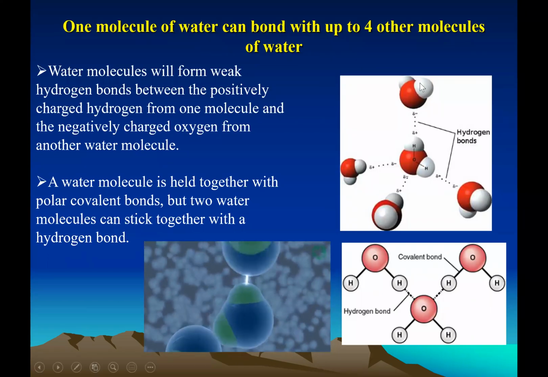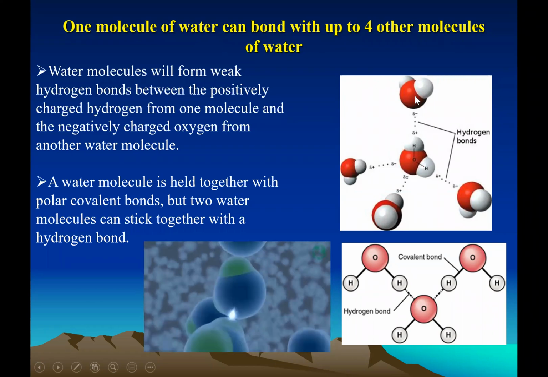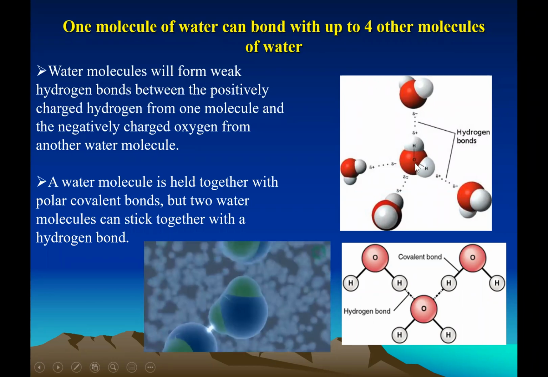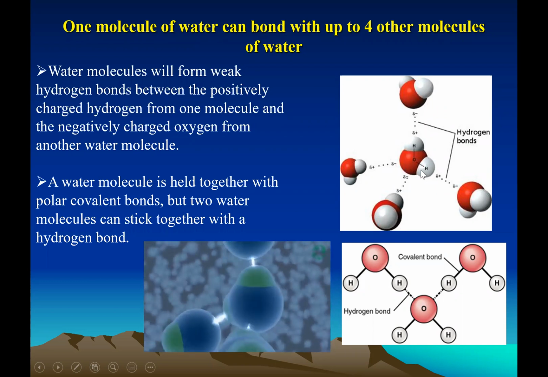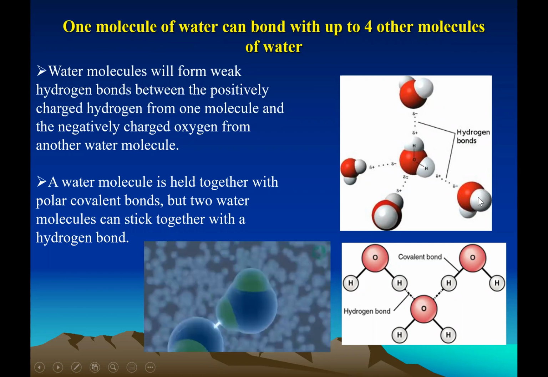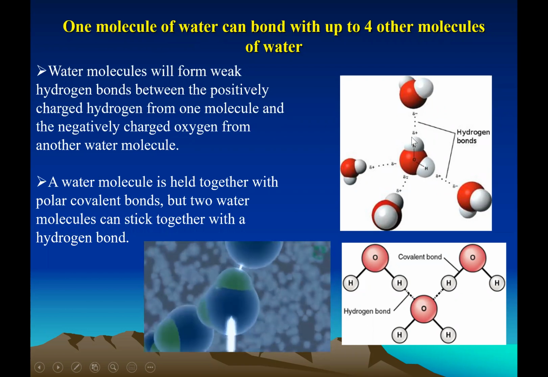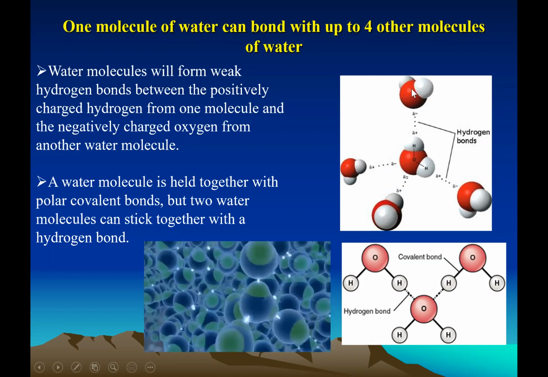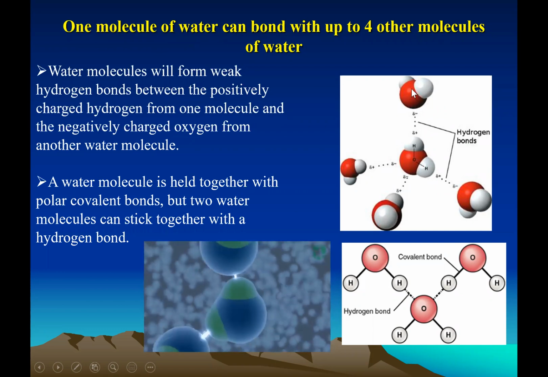If you take water, remember I told you it has a positive charge where the hydrogen is and a negative charge where the oxygen is. It's like a little magnet. It's going to attract 4 other molecules of water. And the bond between the positive hydrogen and the negative oxygen is called the hydrogen bond. So this is the third bond.